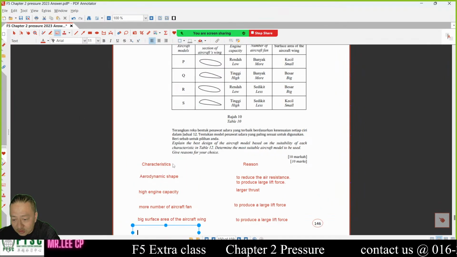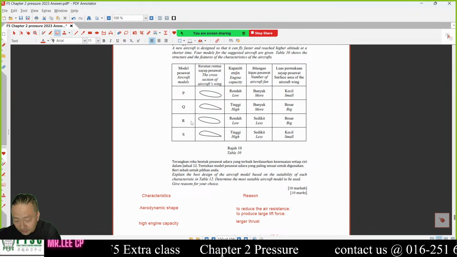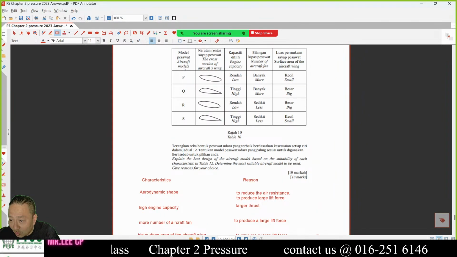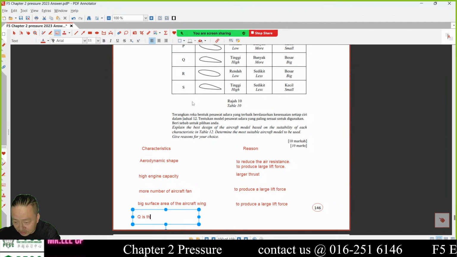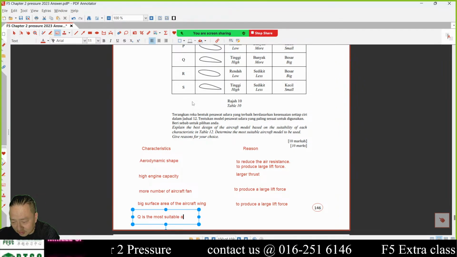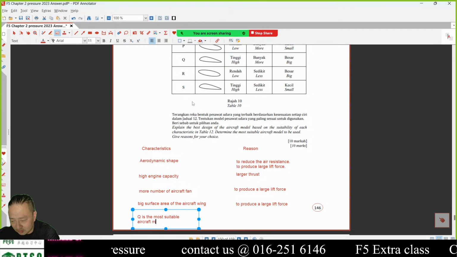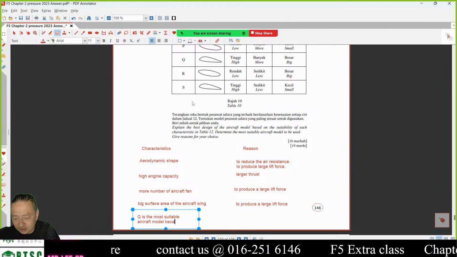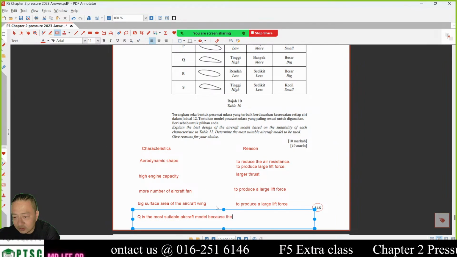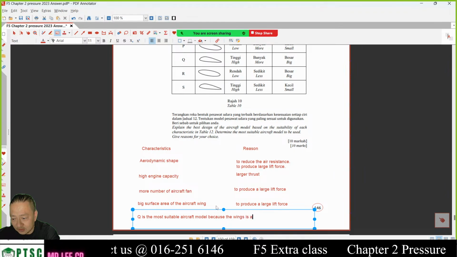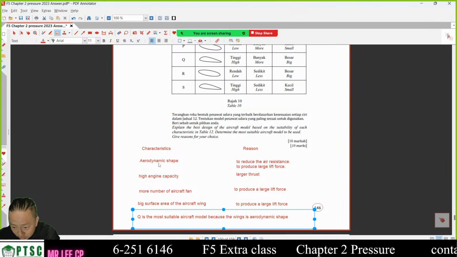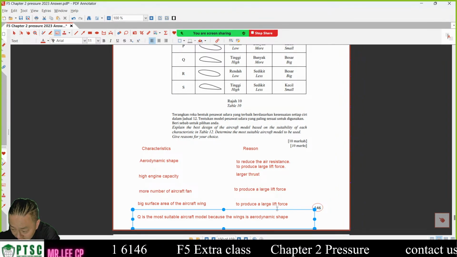Okay, so which one is the best one? Q, right? Q is the best model, right? The best aircraft model is the most suitable aircraft model, right? Because, you just repeat this one, the wings have an aerodynamic shape. If you don't know how to name it, you draw it. So this one, you draw it, right?